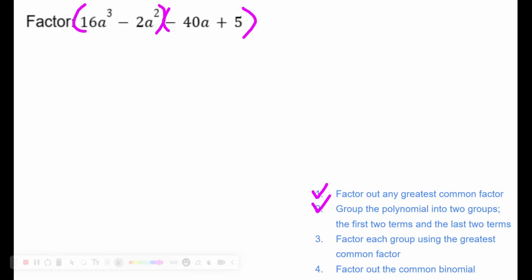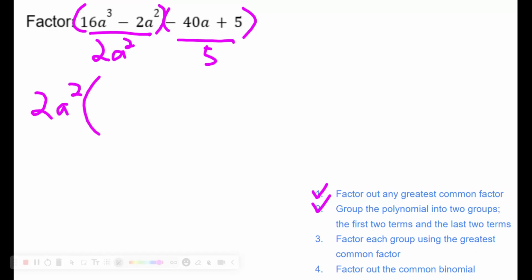Number 3, factor each group using the greatest common factor. All right, 16 and 2 are both even, so I think we could take the coefficient of 2 out of there, and the lowest power of a is a squared. So we'll do that in just a moment. On the right side, we've got negative 40a and 5. I think that one's just going to be 5. So 2a squared. What's left in here? 16 divided by 2 is 8a, one a left over, and negative 2a squared divided by 2a squared is just minus 1. Then here we've got plus 5.